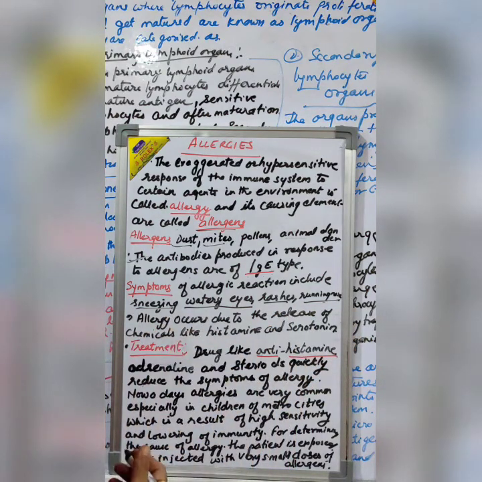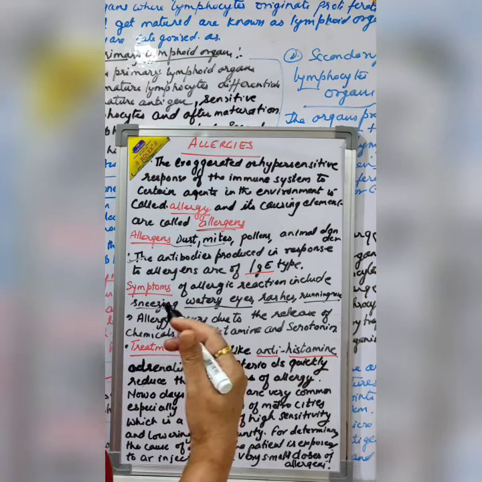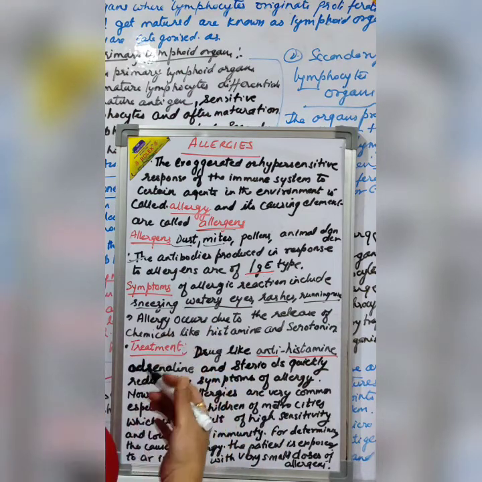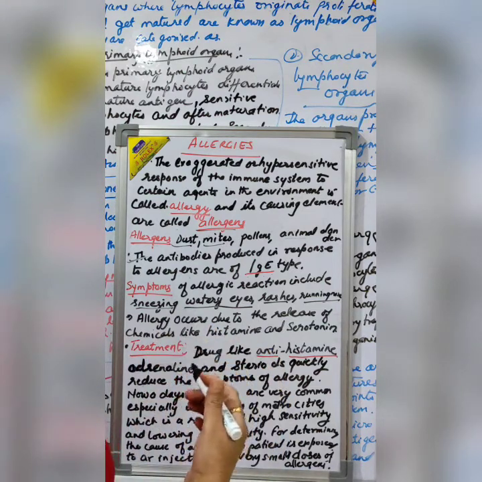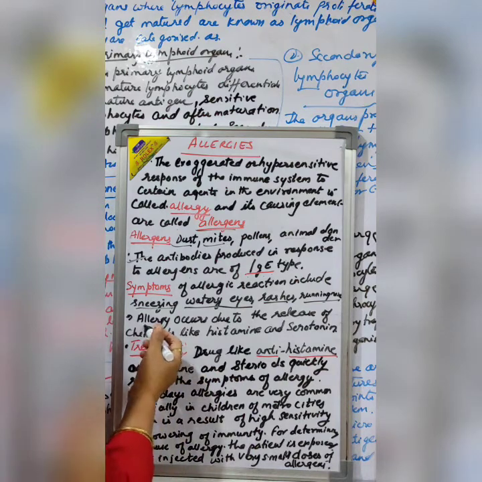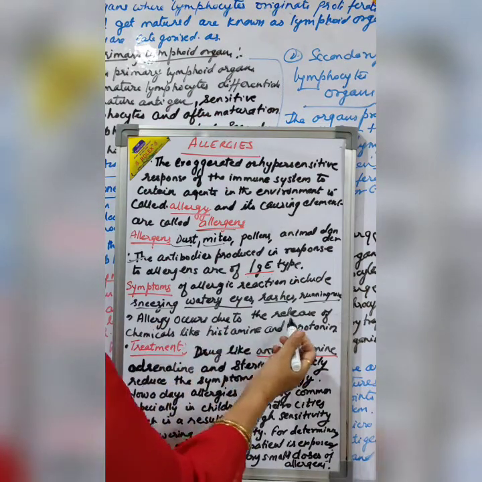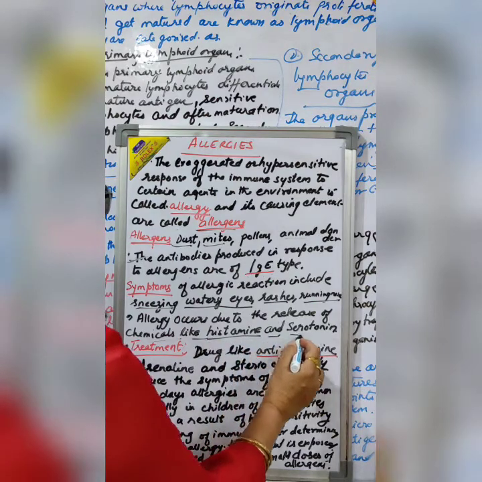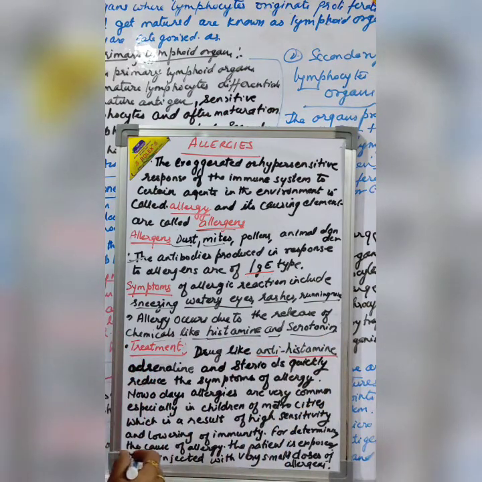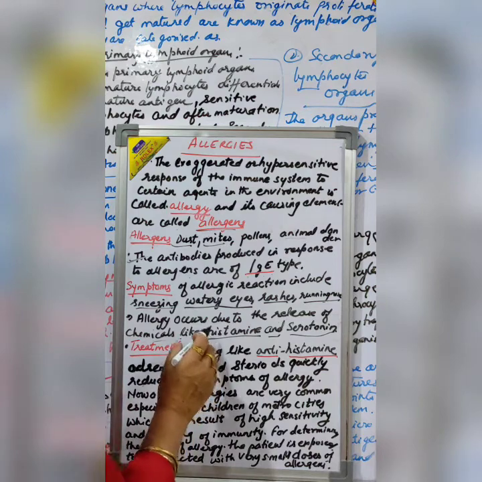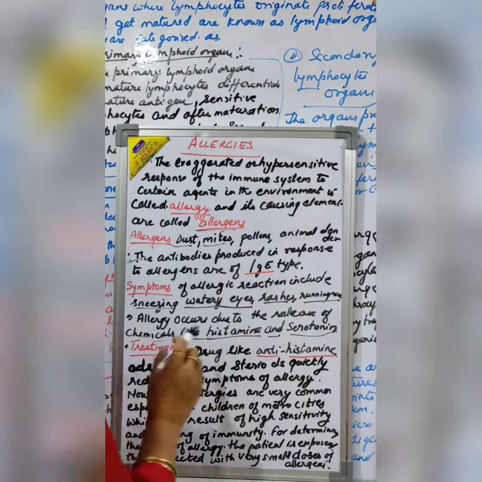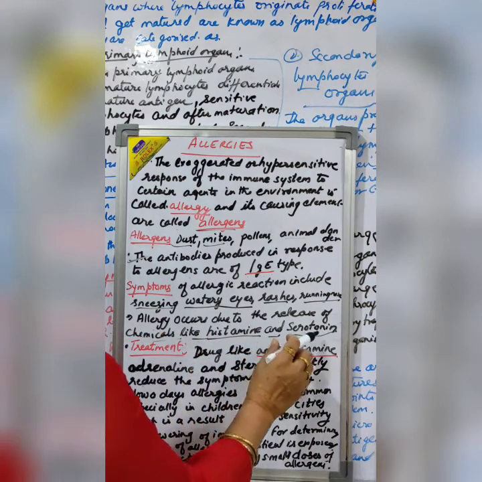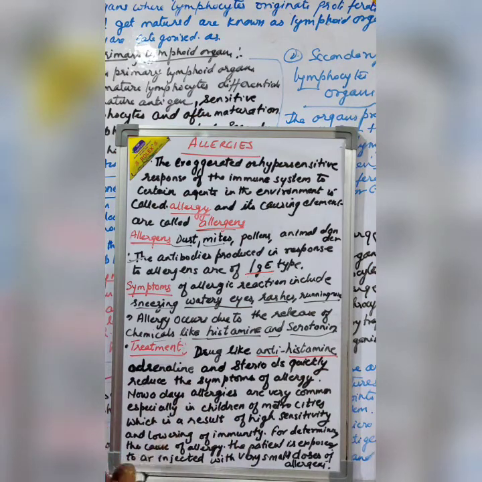Maybe pain, headache. With sunlight also, many people get a headache. So allergy can be of any kind. Allergy occurs due to the release of chemicals like histamine and serotonin in our body. Because of that, the allergy is caused.